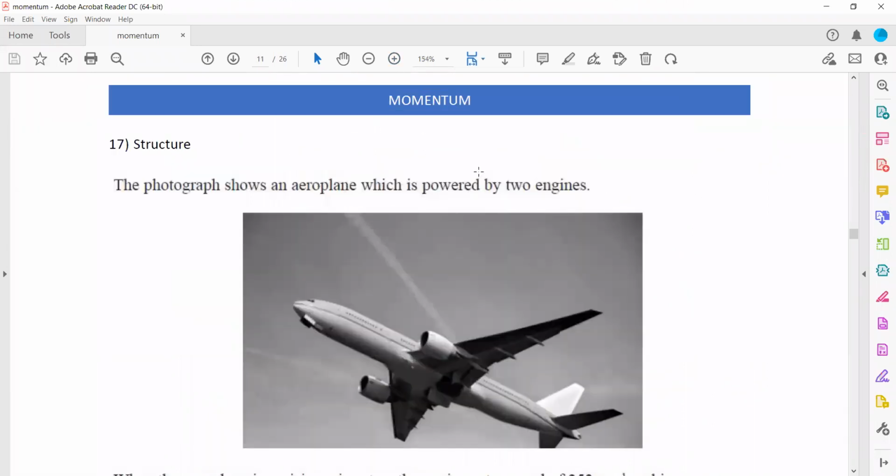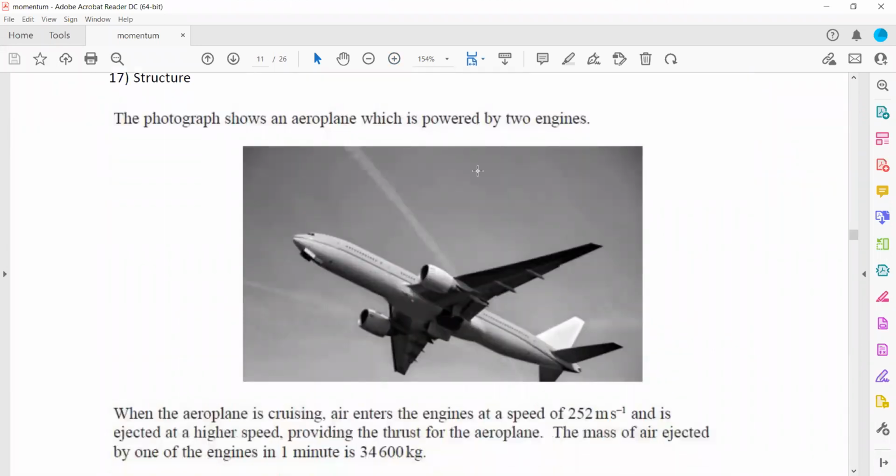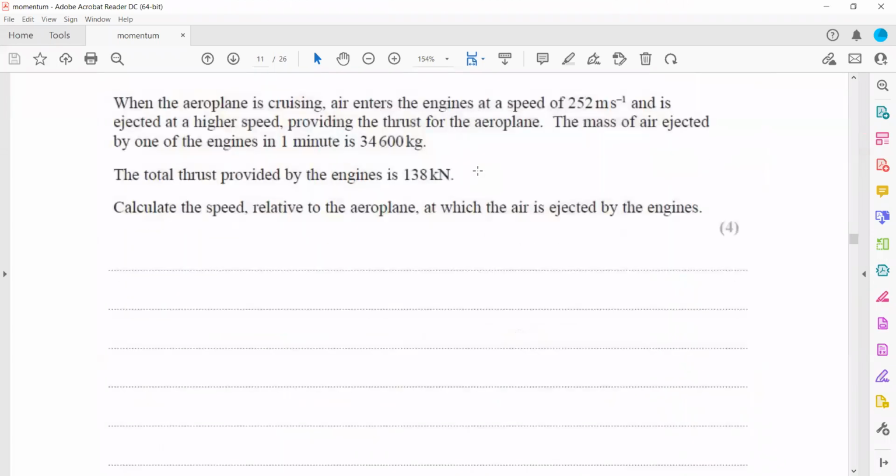Another question: the photograph shows an airplane which is powered by two engines. When the airplane is cruising, air enters the engine at the speed of 252 meter per second and is ejected at a higher speed, which provides the thrust for the airplane. The mass of the air ejected by one of the engines in 1 minute is 34,600 kilogram. The total thrust provided by the engines is equal to 138 kilonewton. Calculate the speed relative to the airplane at which the air is ejected by the engine.